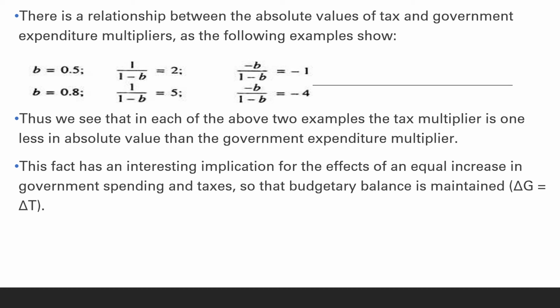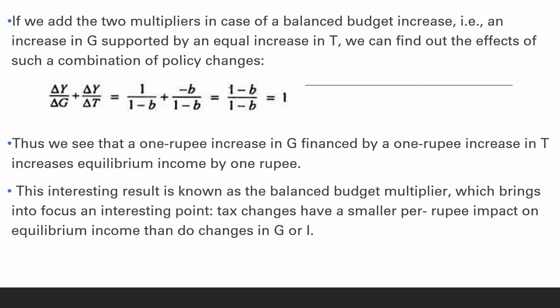This fact has an interesting implication for the effects of an equal increase in government spending and taxes, so that the budgetary balance is always maintained, that is delta G is equal to delta T. If we add the two multipliers in the case of balanced budget increases, that is, an increase in government expenditure supported by an increase in taxes, we can find out the effects of such a combination of policy changes. Thus, we can see that a 1 rupee increase in government expenditure financed by a 1 rupee increase in tax increases the equilibrium income by exactly 1 rupee. This interesting result is known as the balanced budget multiplier.